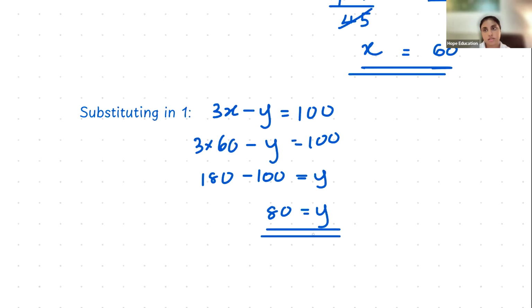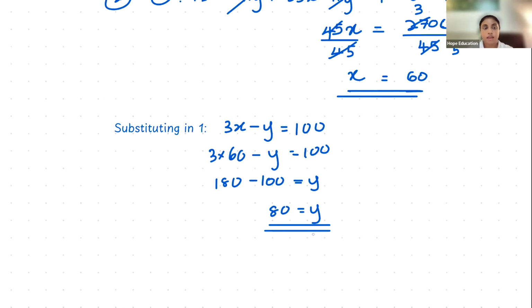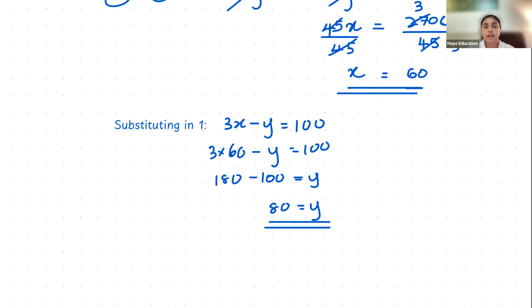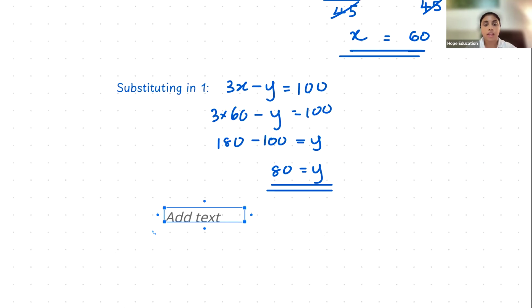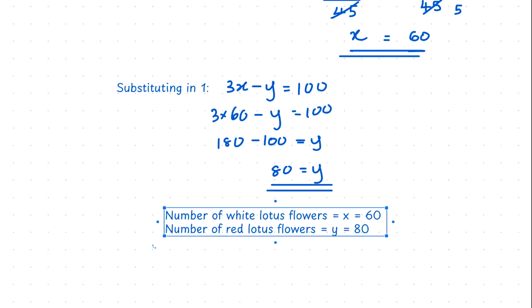You don't stop here. When solving simultaneous equations, you don't stop here. What is x? X is the number of white lotus flowers. Then you have to write number of white lotus flowers is x, so that is 60. Number of red lotus flowers, which we took as y, is 80. Many students miss this statement, and it is very, very important. Is that clear, kids? Any questions? Lisa and Sahiru?